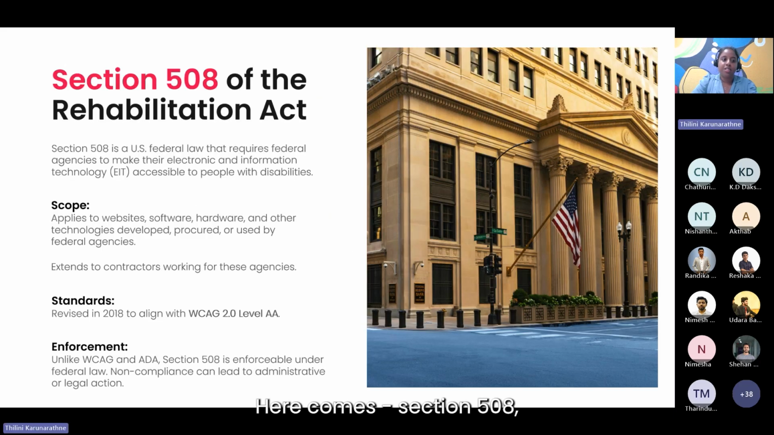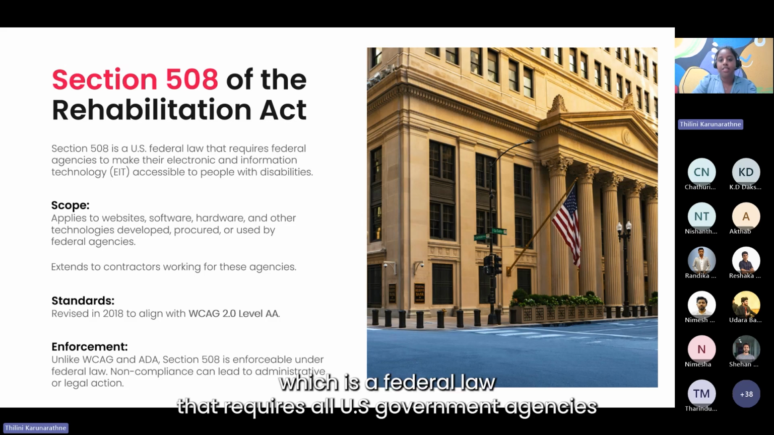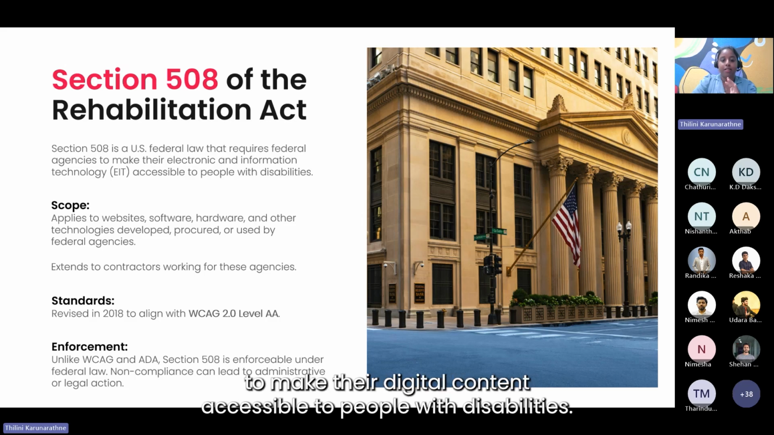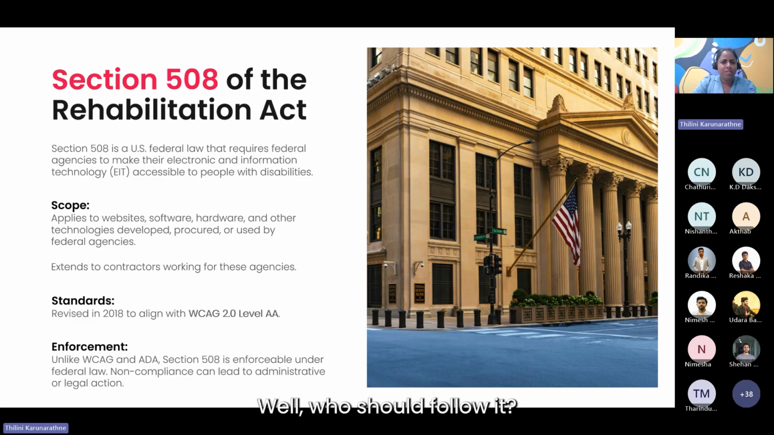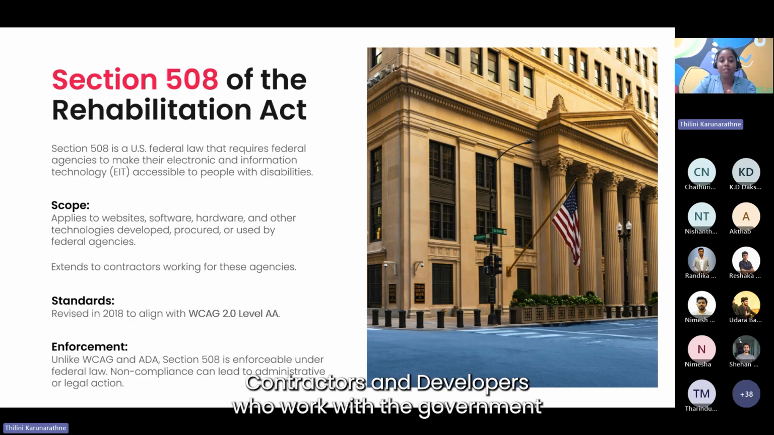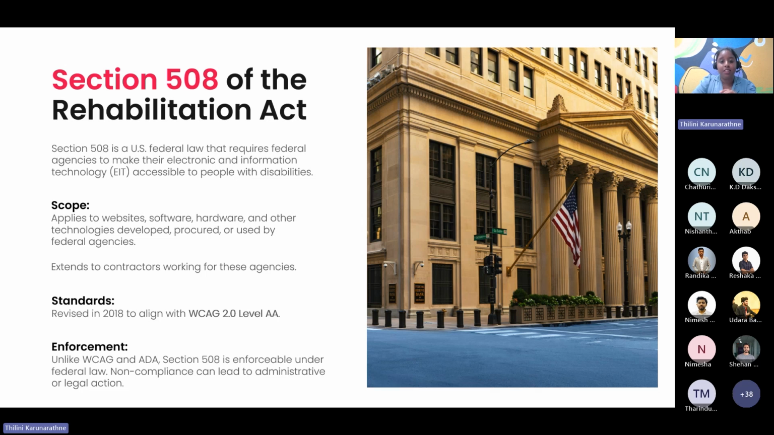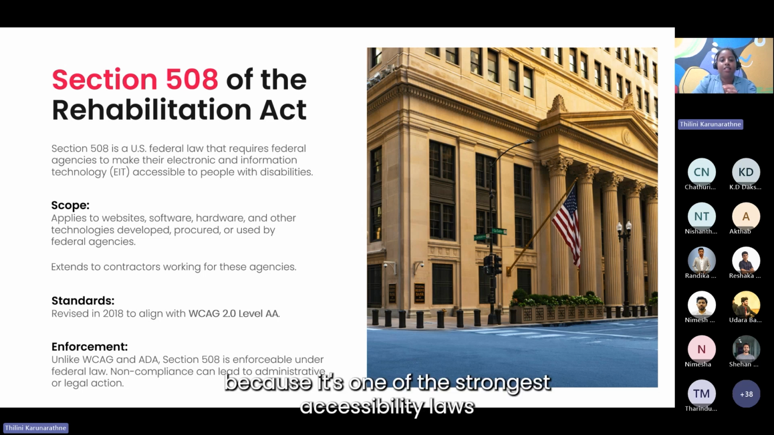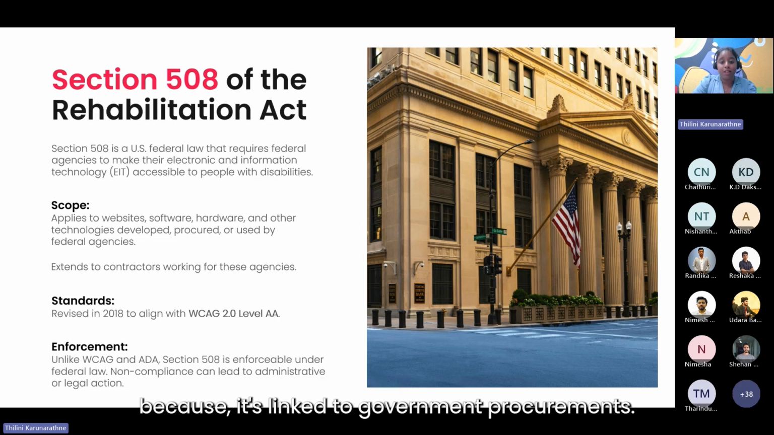Here comes Section 508, which is a federal law that requires all US government agencies to make their digital content accessible to people with disabilities. Who must follow it? Of course, government agencies, vendors, contractors, and developers who work with the government, because it's one of the strongest accessibility laws, as it's linked to government procurement.